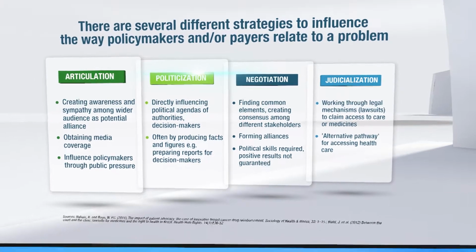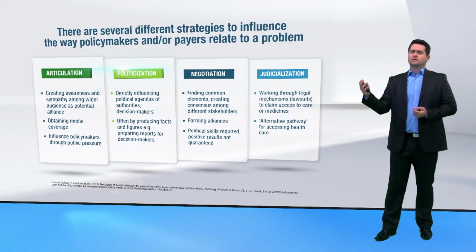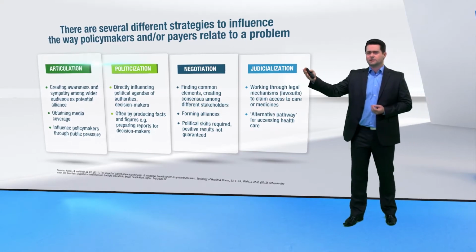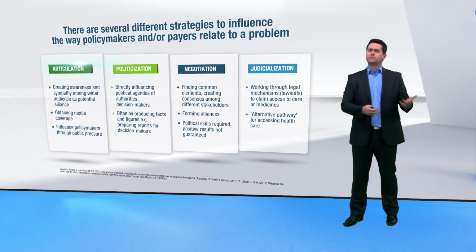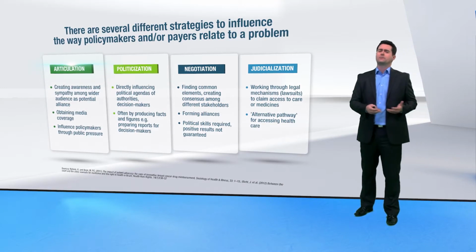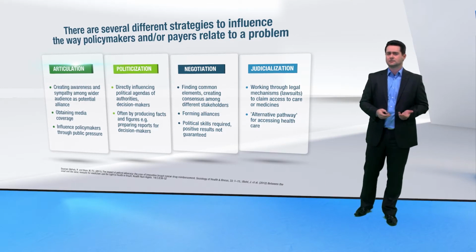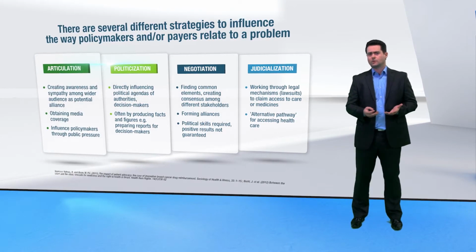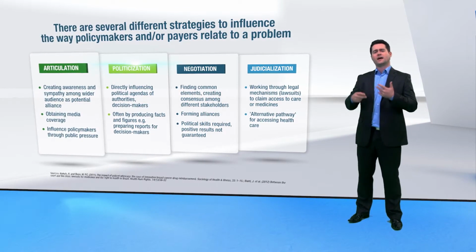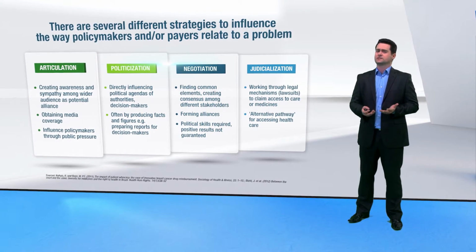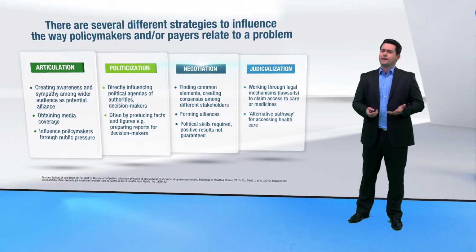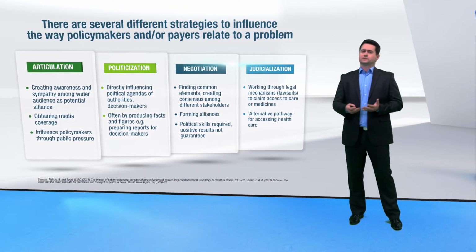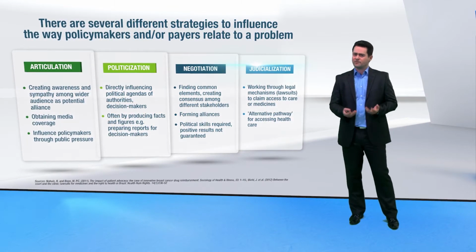Next, you can directly contact policymakers to influence their agenda. For example, you can prepare a white paper about the therapy area that you are interested in or present it to the Minister of Health. Another strategy called negotiation aims at forming alliances with other stakeholders, so you can plan joint action to represent your interests and have a bigger impact.